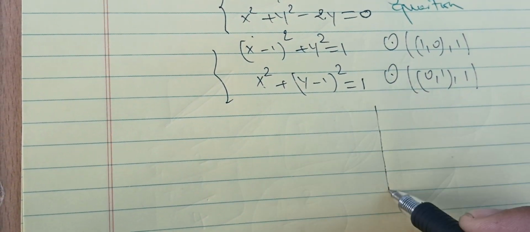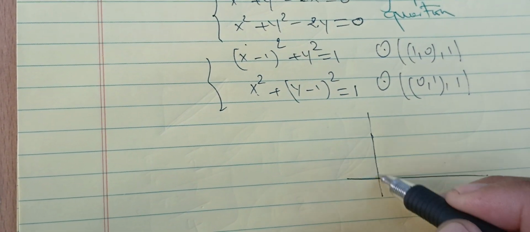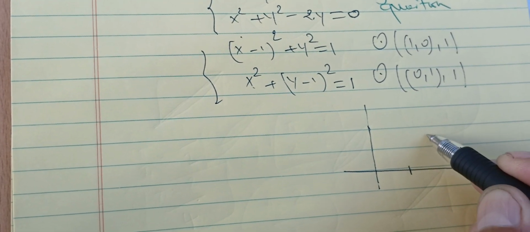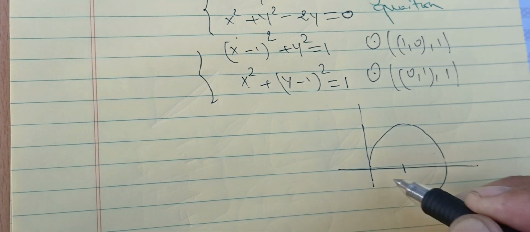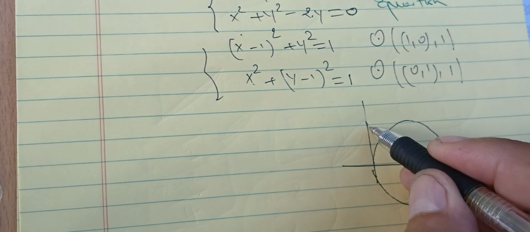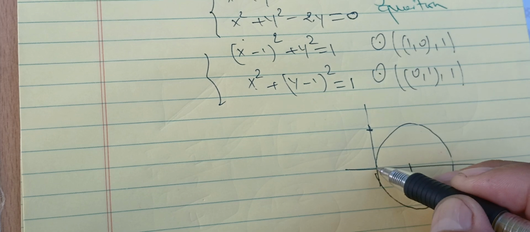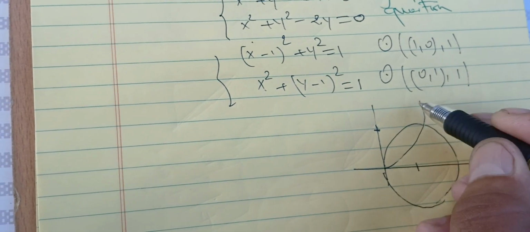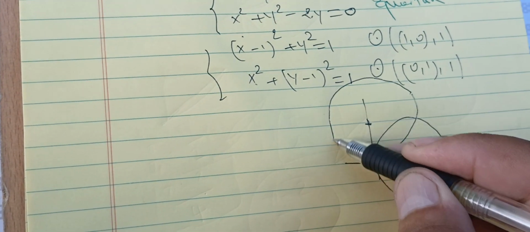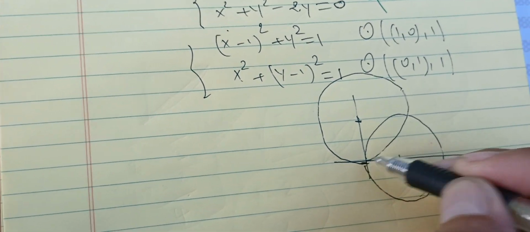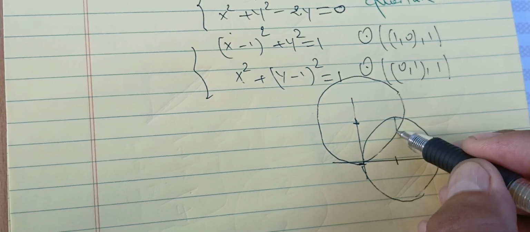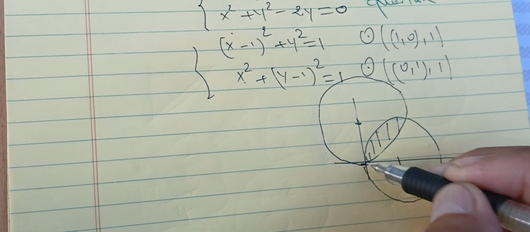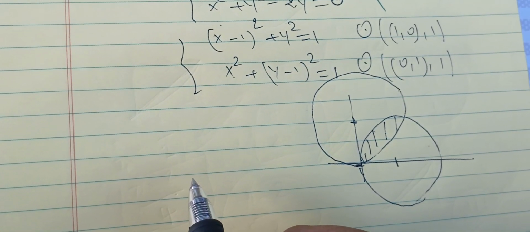If we graph them, let's assume this is 1, and let's make the circles a bit bigger. The second one is this circle. Assume these are the circles, and we want to find this area here. So this is the question that we need to solve.